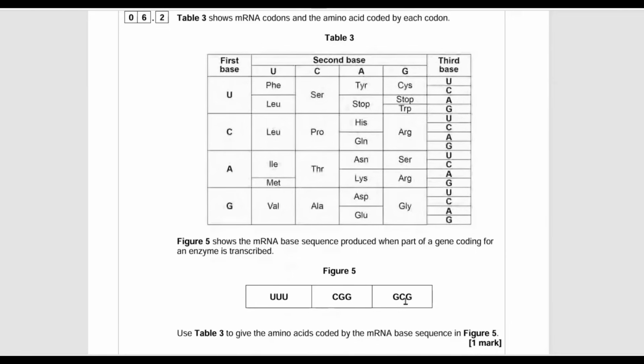So what we're going to do is go through it. It says use table 3 to give the amino acids coded by the mRNA base sequence in figure 5. So we're going to work out which amino acid is coded for by each of these three triplet codons on the mRNA: UUU, CGG, and GCG. We're really learning here how to read table 3, which is a very common table to be able to read when you're dealing with DNA.